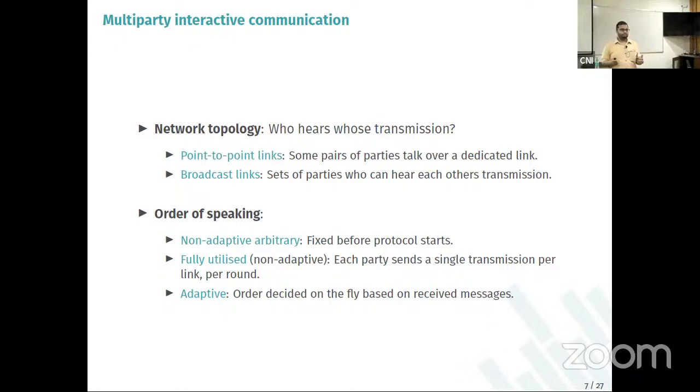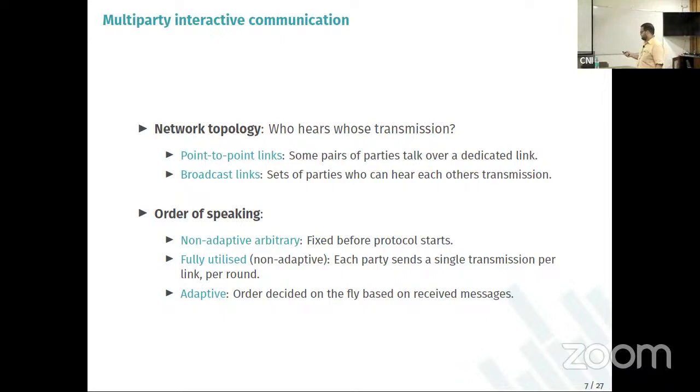Now, in the examples that I was showing you, Alice and Bob were talking in an alternating fashion. More generally speaking, this is what is called a non-adaptive order of speaking. That means the order of speaking was fixed beforehand. It was not depending on the messages that were received. Similarly, in a multi-party setting, you will have a non-adaptive arbitrary order of speaking. That's one possible thing, where you fix beforehand who speaks at what time. Then a very special case of this is called fully utilized, another non-adaptive order of speaking. Here the protocol proceeds in rounds, and in each round, every party sends one and only one bit along each link it is connected to. This is the fully utilized order of speaking. And then there's a more general adaptive order of speaking, where nothing is fixed beforehand, and based on the messages that each party receives, it decides whether it should send a message in the next round or not.